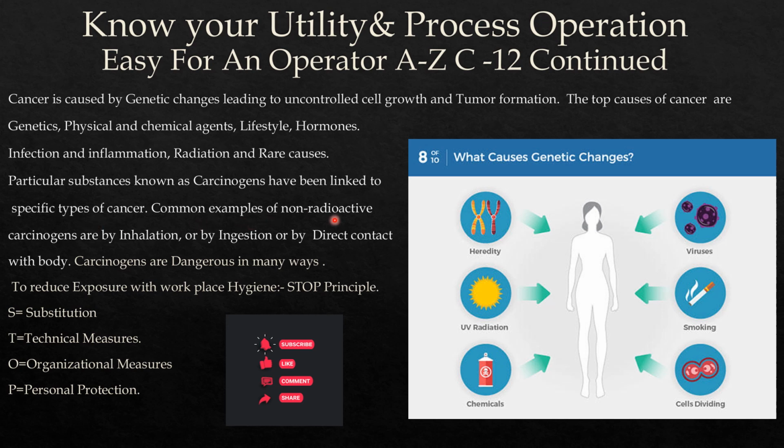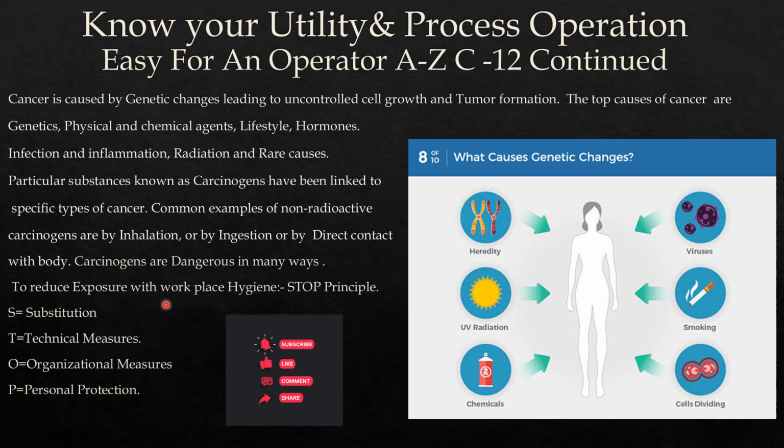Common examples of non-radioactive carcinogens are used in the industries, that is by inhalation or by ingestion or by direct contact with the body. So far we have seen the non-radioactive chemicals which are used in all types of industries as dosing agents or raw material or some carriers which give cancer on prolonged exposure. Carcinogens are dangerous in many ways.